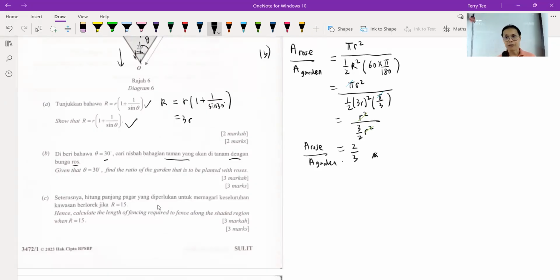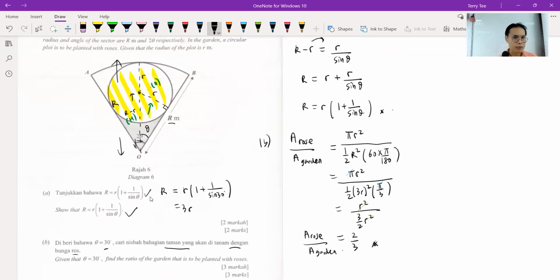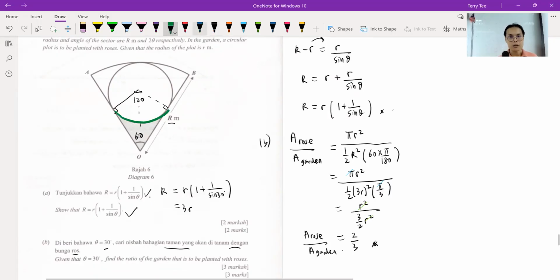If your big R is now 15, your kawasan Blore is here. Okay, maybe I rub this off. I want you to see that you can actually join this together. If this is 60, right? This should be 120. They are both 90 here. And we are finding the pagar. Pagar means this length add with this length and this length. Okay, for the triangle side, right?